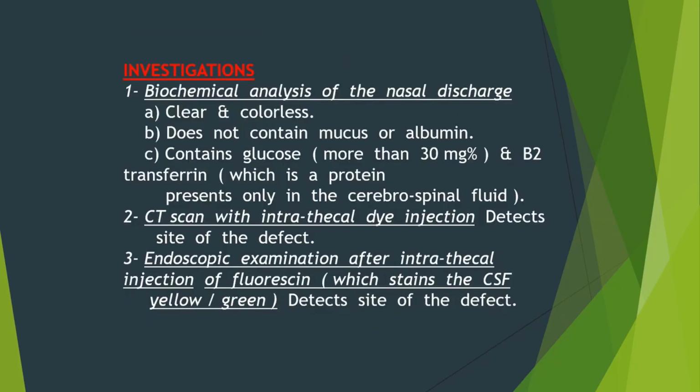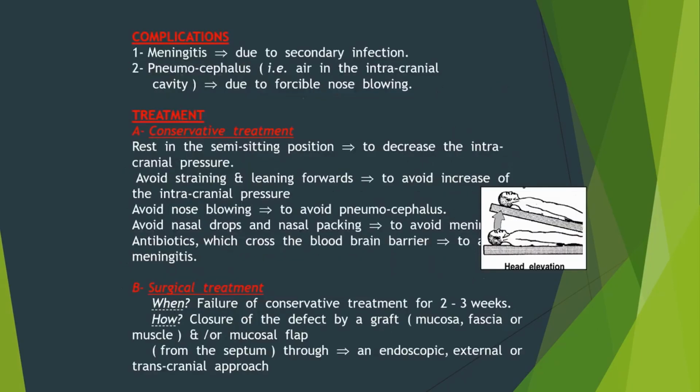To investigate such a case, a biochemical analysis of the nasal discharge should be done. It will be clear, colorless, does not contain mucus or albumin, and contains glucose more than 30 mg%, and beta-2 transferrin, which is a protein present only in the cerebrospinal fluid. CT scan with the intrathecal dye injection detects the site of the defect, and endoscopic examination after intrathecal injection of fluorescein, which stains the CSF yellow or green, detects the site of the defect.